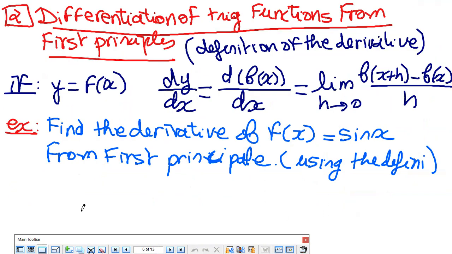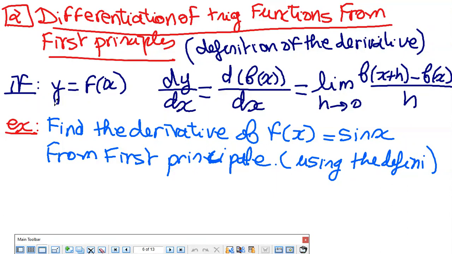The second part is the differentiation of trigonometric functions from first principle, or we say the first derivative. So what does differentiation mean? I said derivative, and we're going to do it using the definition of the derivative. As we know from chapter 4, the derivative of a function at a point is the slope of the tangent at this point.